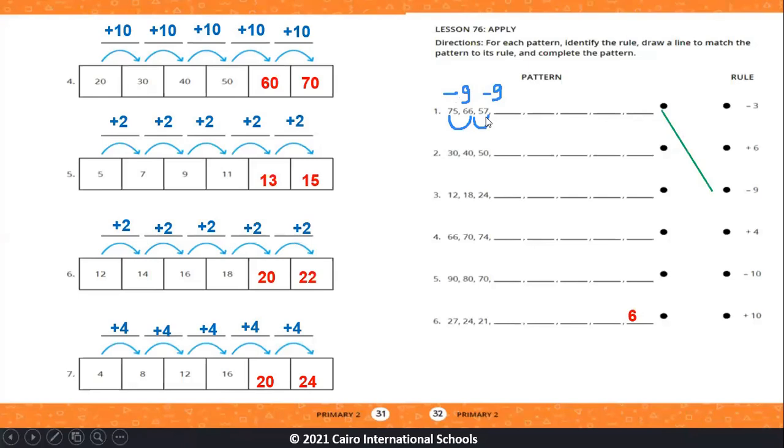So now let's complete the pattern. 57 minus 9. Each time we are subtracting 9. 57 minus 9 equals what? Equals 48. We will subtract by the counting back strategy, or we can write in the draft 57 minus 9. Right or wrong? Of course, right. Don't forget to write 9 in the ones, okay?